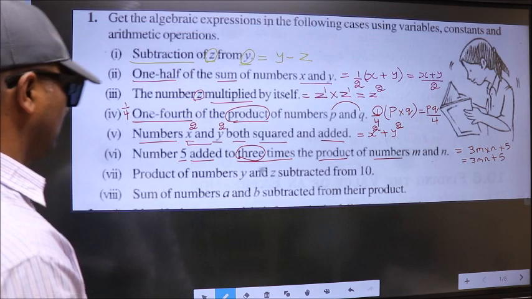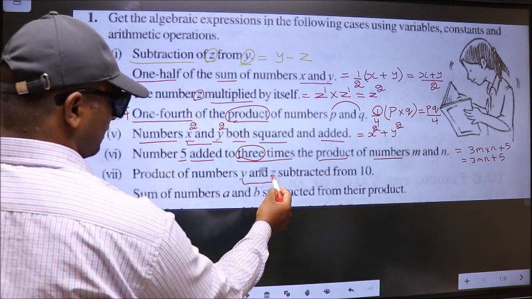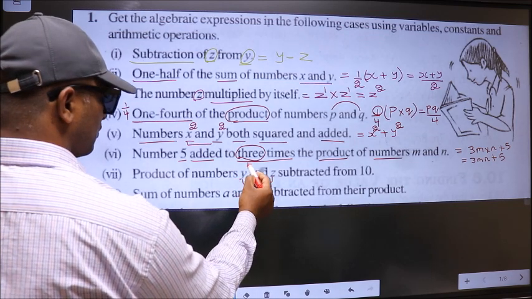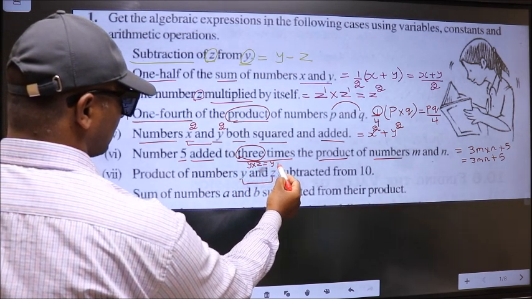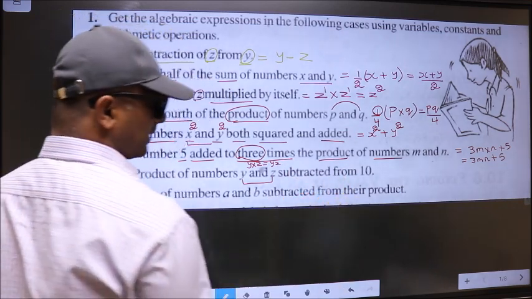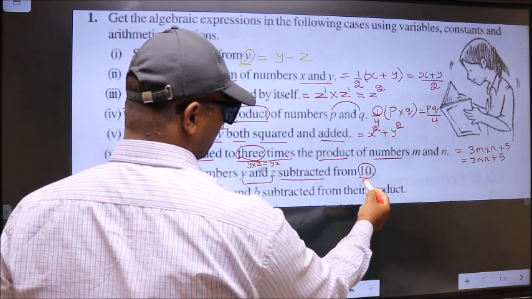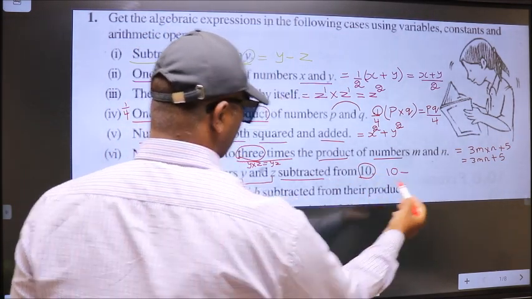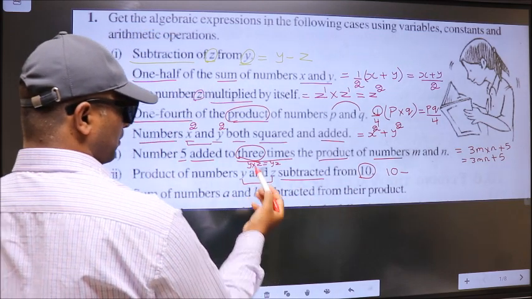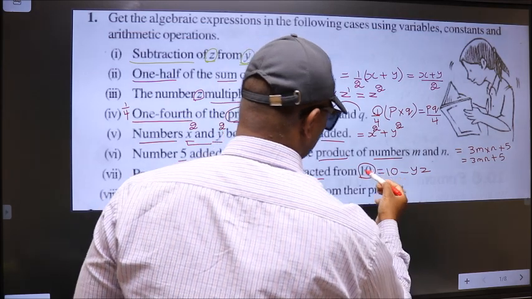Next, product of numbers y and z. Product of these two numbers is nothing but y into z, that is yz, subtracted from 10. So subtraction, first we should write this number 10. Subtraction, so minus, now this product yz. So this is the answer for this one.